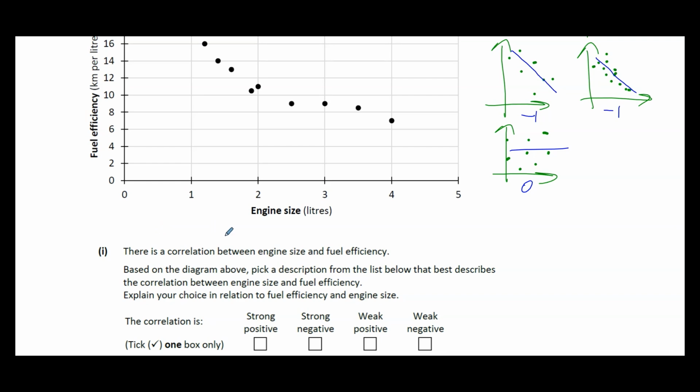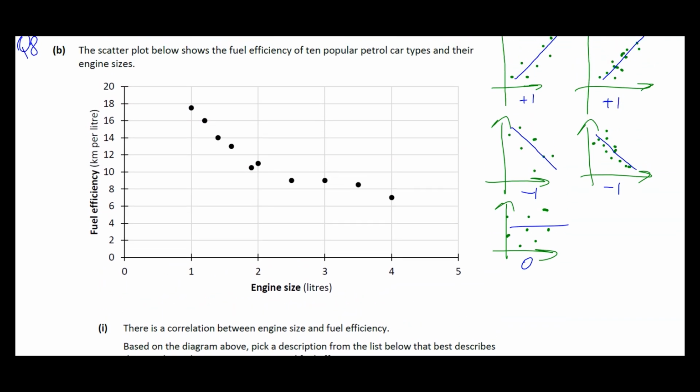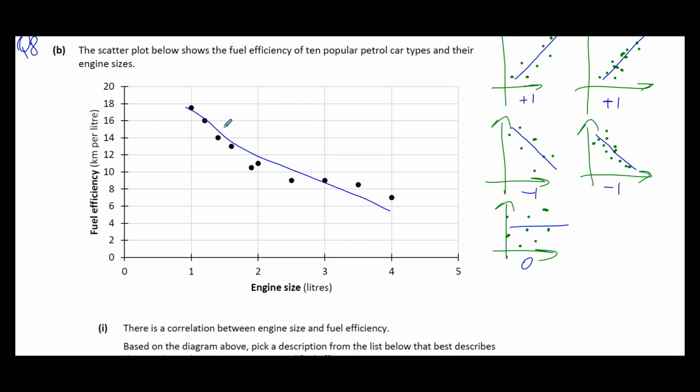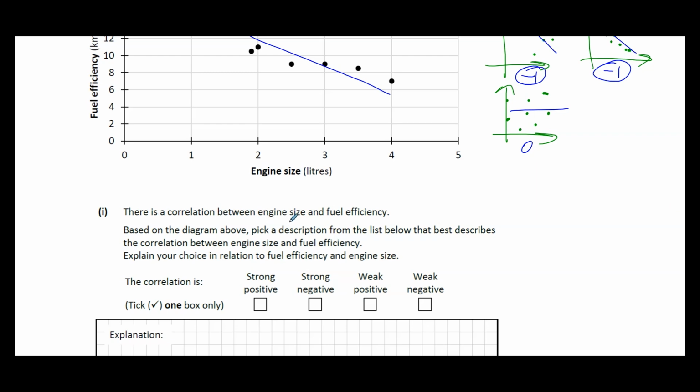So here we have a correlation between engine size and fuel efficiency. And we can actually see that, isn't it? We can see that this line goes down like that. So straight away, we are thinking, okay, it goes down, so it is going to be about -1. And it is pretty, maybe not strong 100%, but pretty strong, isn't it? Based on the diagram above, pick a description from the list below that best describes the correlation between engine size and fuel efficiency. Explain your choice in relation to fuel efficiency and engine size.